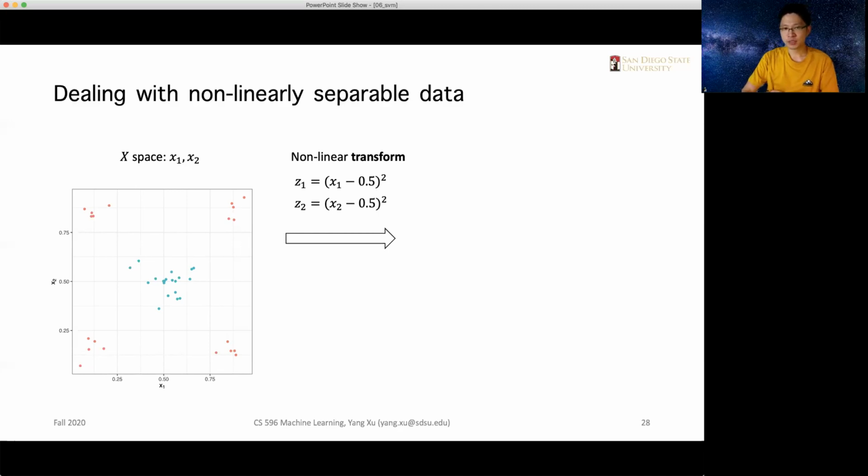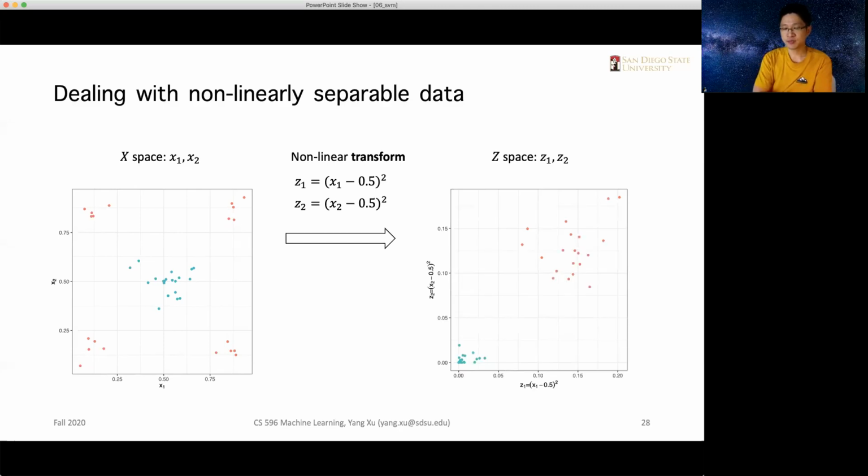That's how we get z1 and z2, and we have a new Z space constructed. In this Z space, all the red dots on the left cluster to the upper space here, because this minus 0.5, minus 0.5 is basically measuring how far away these data are from the midpoints, because the 0.5 is here and 0.5 is here. So all the green dots cluster here.